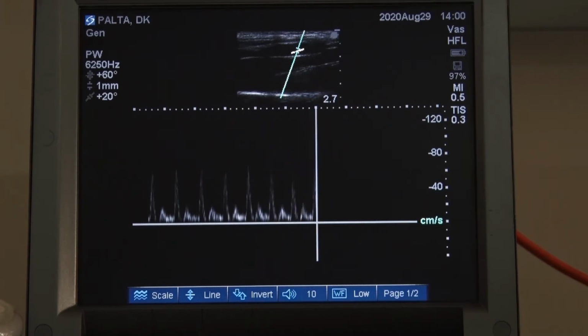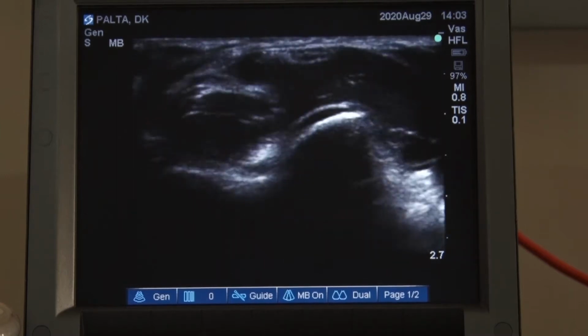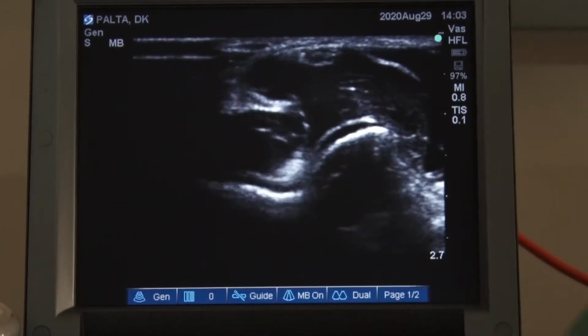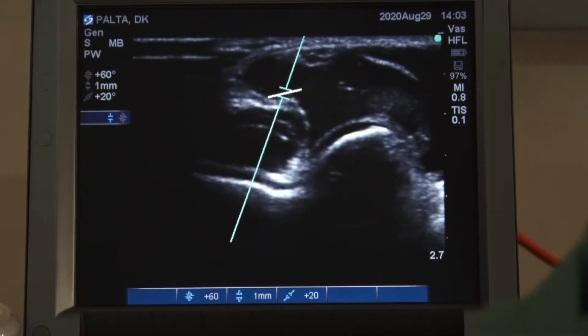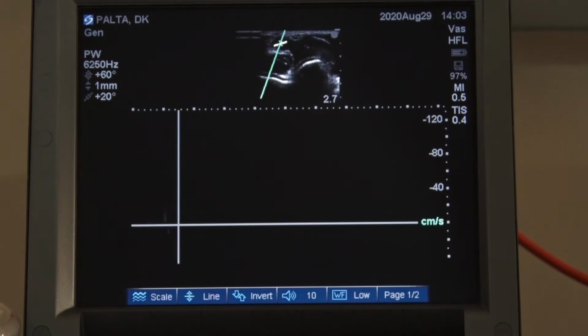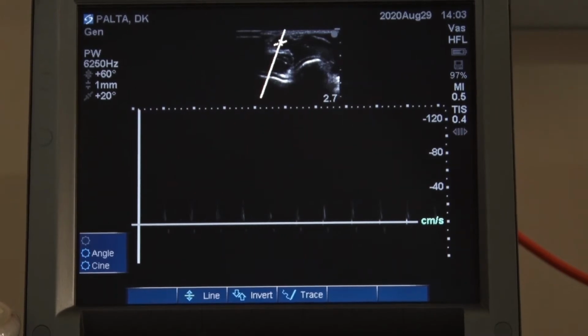The peak systolic velocity is around... We'll see the brachial artery. This is the brachial artery. We'll take the flow the same way. There is a triphasic flow with a peak systolic velocity of around 50.